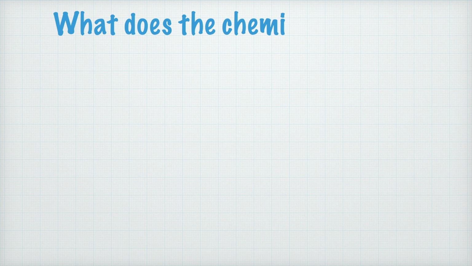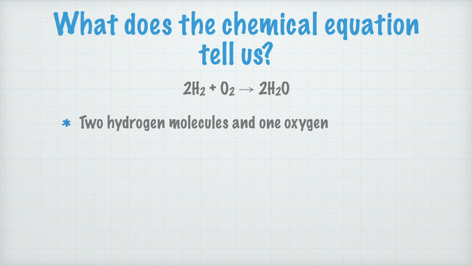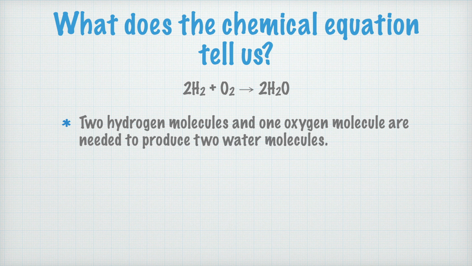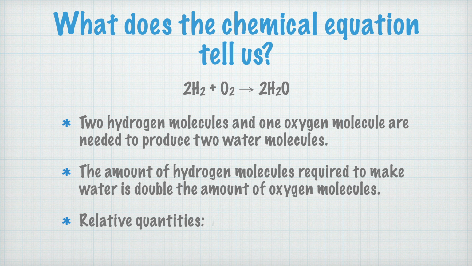So, what does this chemical equation tell us? Let's write it once again. 2H2 plus O2 turns into 2H2O. Well, it tells us that we need 2 hydrogen molecules and 1 oxygen molecule to form 2 water molecules. We can also put it this way, that we need twice as many hydrogen molecules as oxygen molecules for everything to turn into water. We can express this a bit mathematically with a quantity ratio or relative quantities as well. We say that the amount of hydrogen is related to the amount of oxygen and water as 2 to 1 to 2.